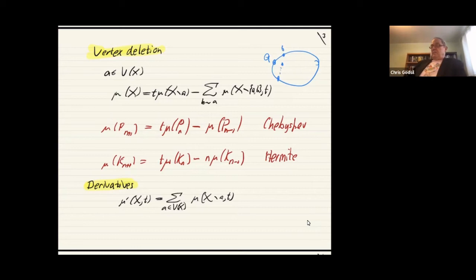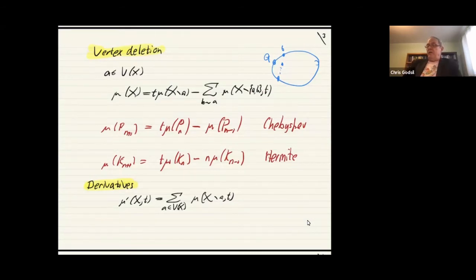So we can break up the set of things we're trying to count into the k-matchings that use A and B, the k-matchings that use A and the next vertex, and so we're going to get a sum. The sum just turns out to be the sum of the polynomials mu of X drop AB, comma t. So we get a nice recurrence. Now, let's have a bit of fun with this.